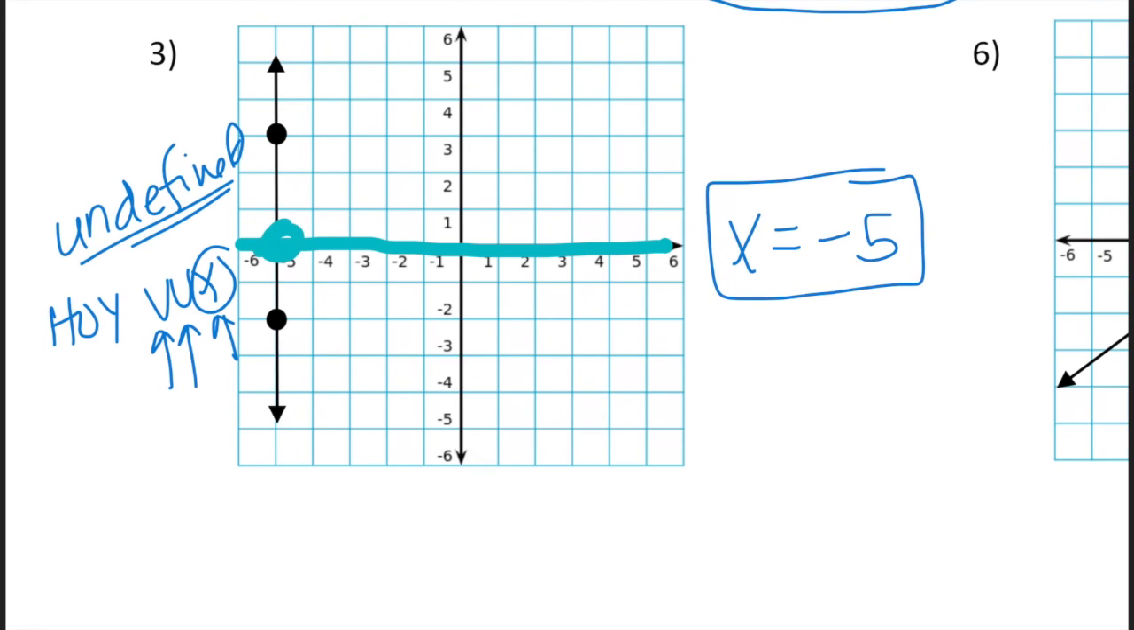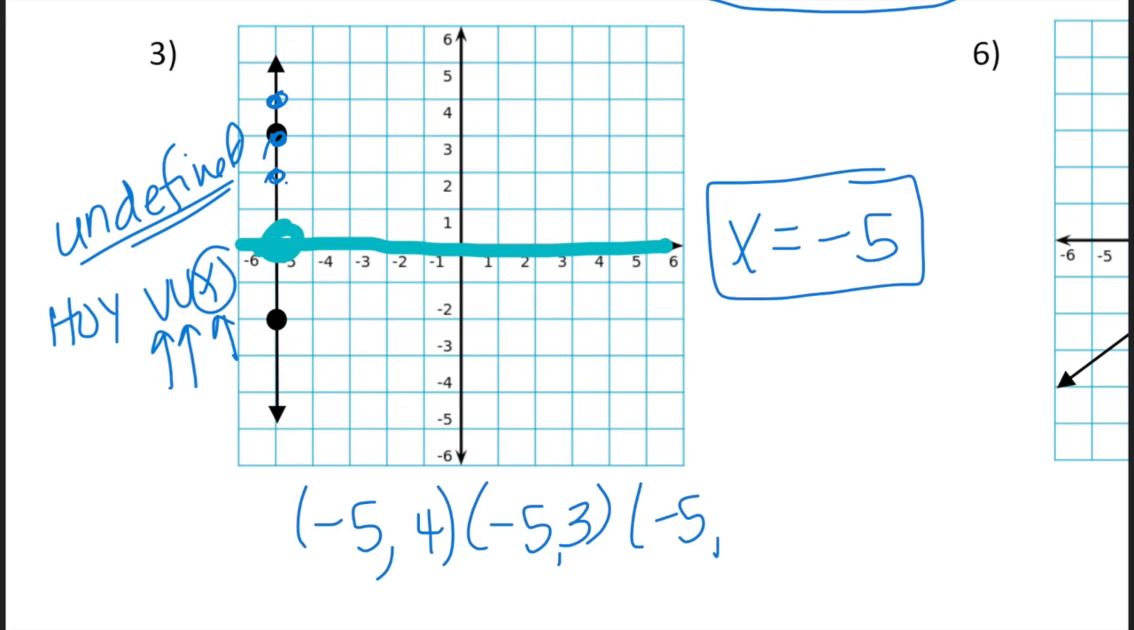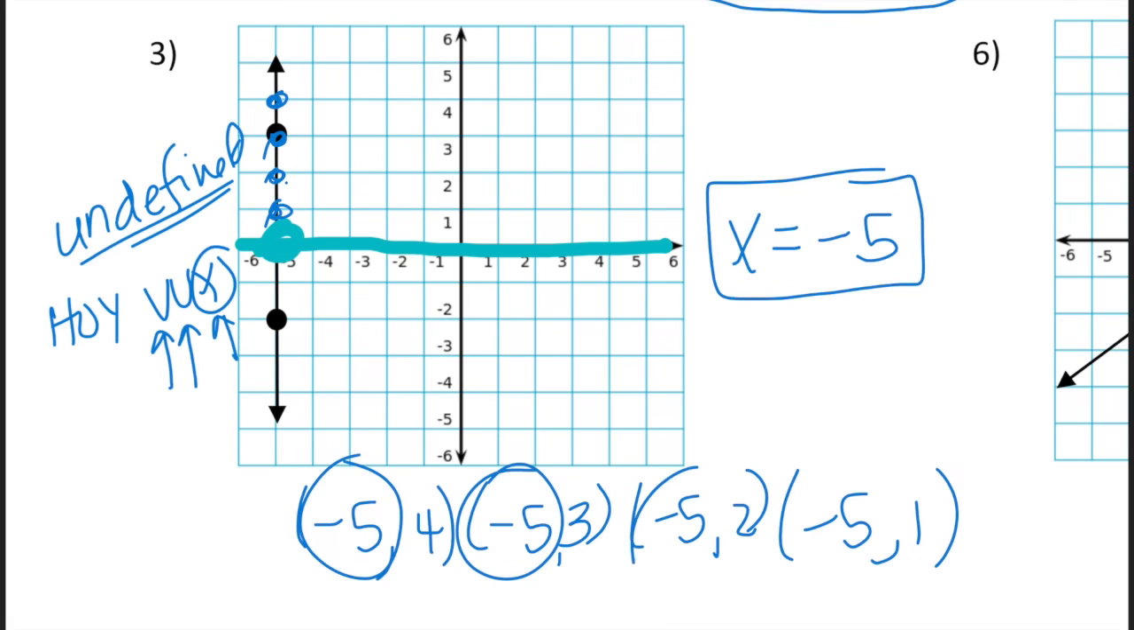Basically, for any point on the line, like for example right here, is negative 5, 4, I think. Here is negative 5, 3. Here is negative 5, 2. Here is negative 5, 1. You can see that all of these points have negative 5 in common. That means x equals negative 5.